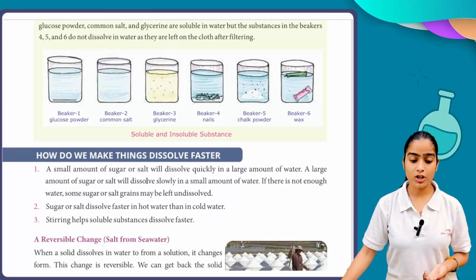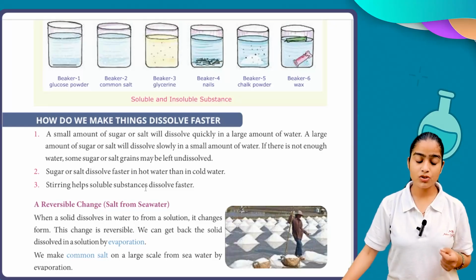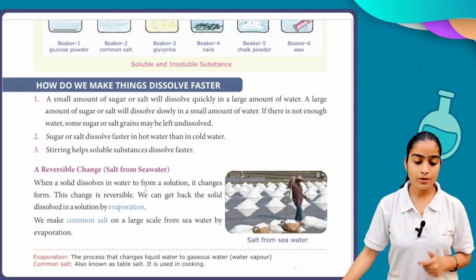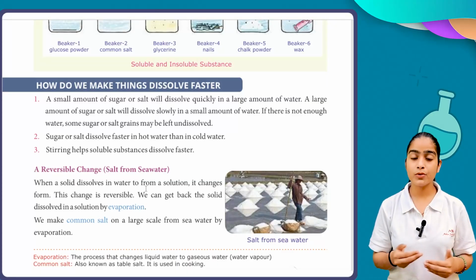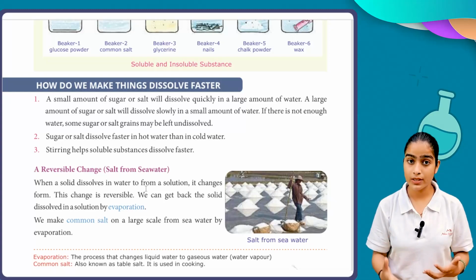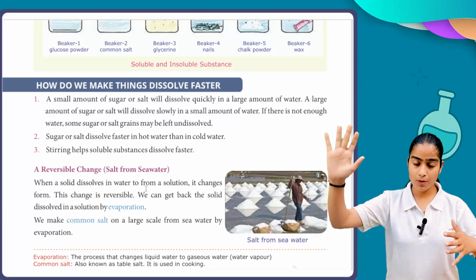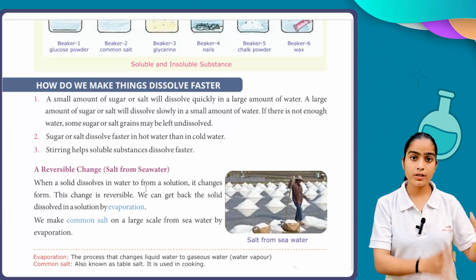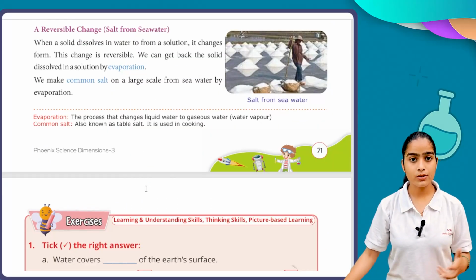Next, a reversible change, salt from seawater. When a solid dissolves in water to form a solution, it changes form. We can get back the solid dissolved in a solution by evaporation, right? We make common salt on a large scale from seawater by evaporation. In seawater, salt is already available. When we proceed with the evaporation process, the water evaporates in vapor form, and the residual part, the salt, is present there.